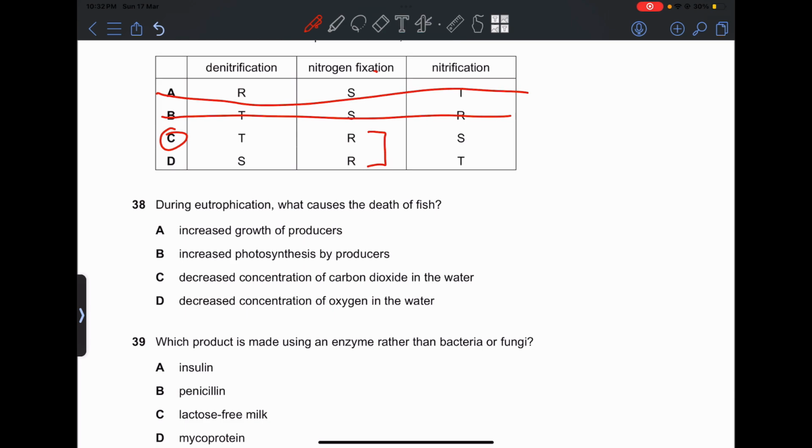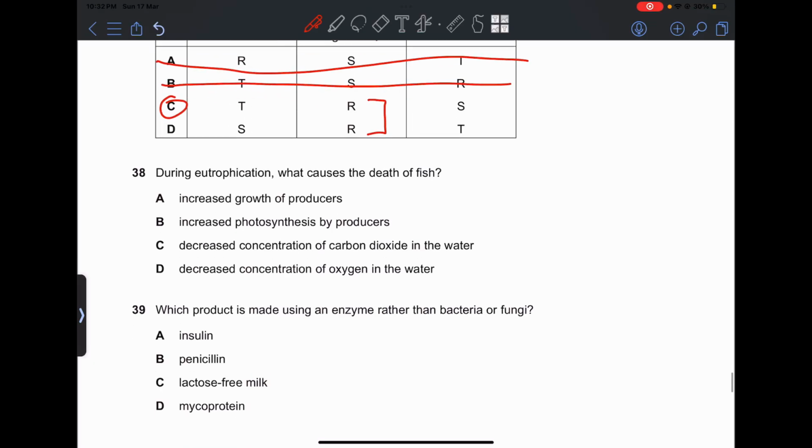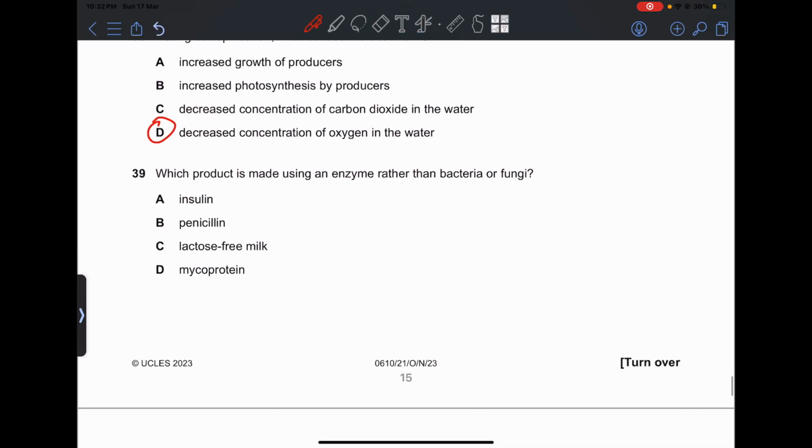38. During eutrophication, what causes the death of the fish? This is actually decreased concentration of oxygen in the water. This is a result of increased respiration by the plants that are overly growing as a result of increased fertilizer in the water. So excess plants will grow and they will take away the nutrients in the water that belongs to other organisms. This will cause death of fish, of course, because there is lower amount of oxygen in the water. So D is our answer.